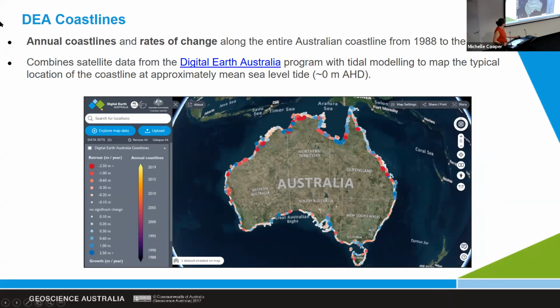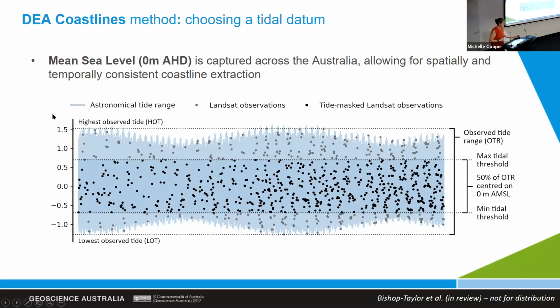And the Coastlines product combines satellite data from the Digital Earth Australia project with tidal modelling to more accurately assess the position of each of those images that are used in the production of the data set. So it's a really important advancement in this product, coupling it with tidal modelling. So that looks a bit like this.